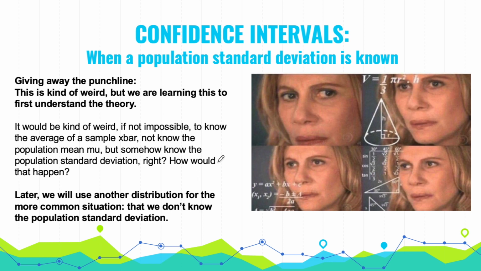How would that happen? Well, what we're doing now is using the normal distribution, and we're going to say we're using large samples, and our practice problems give us the population standard deviation to work with. Later, we're going to learn how to use another distribution for the more common situation that we won't know the population standard deviation, and we'll get to that. So just know that if this feels a little bit strange for now, that's all okay. The main takeaway is first we're learning how to compute these problems using a known population standard deviation.